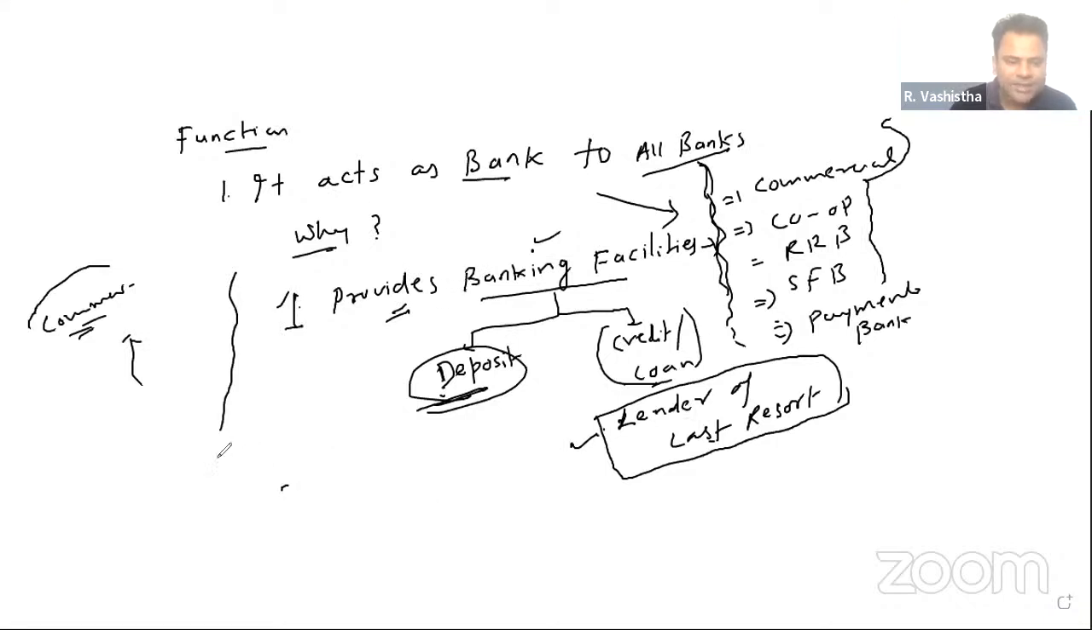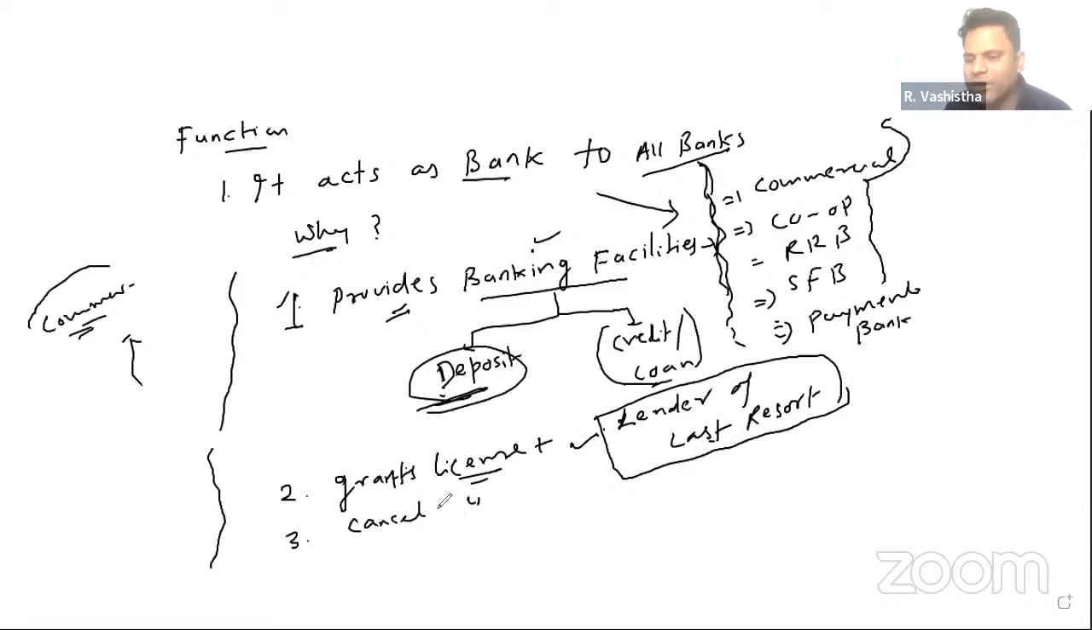Second important reason is that RBI grants license to these banks. Without having the license from Reserve Bank of India, no bank can come up in the economy, right? No bank can come up in the economy without having the license from Reserve Bank of India. Third important reason is that RBI can cancel the license of a commercial bank on some valid grounds, right? This is the third important reason we consider RBI to be the bank to all banks.